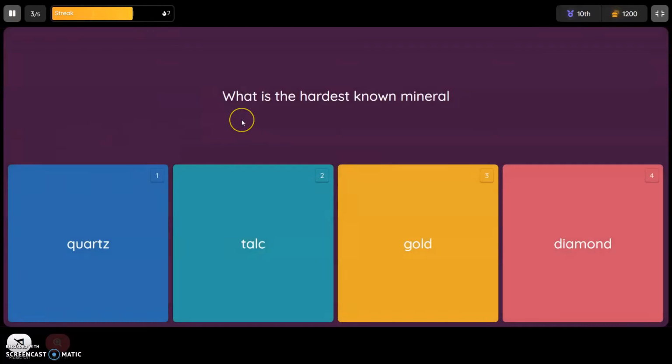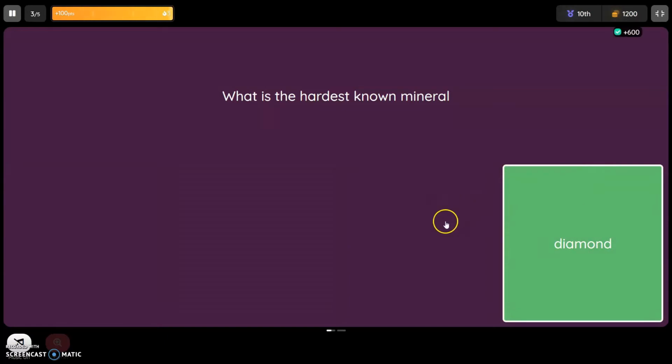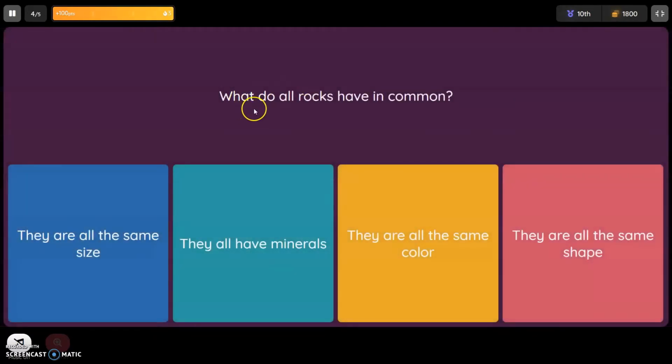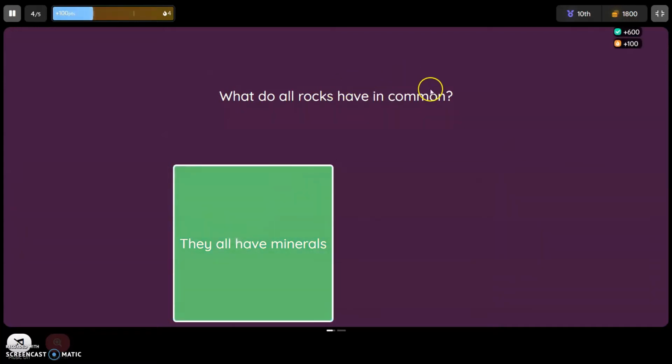What is the hardest known mineral? This is the diamond, which can be found in mining and is the hardest known mineral. What do all rocks have in common? They're all the same size, they have all minerals, they are all the same color, they're all the same shape. Of course, they all have minerals in common.